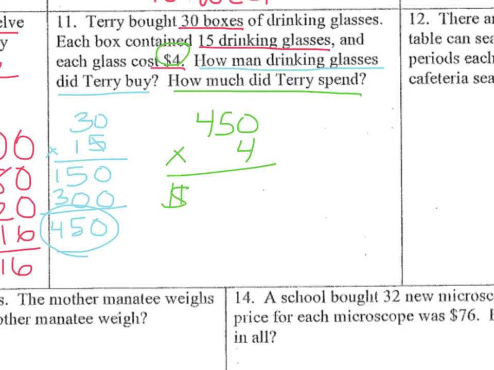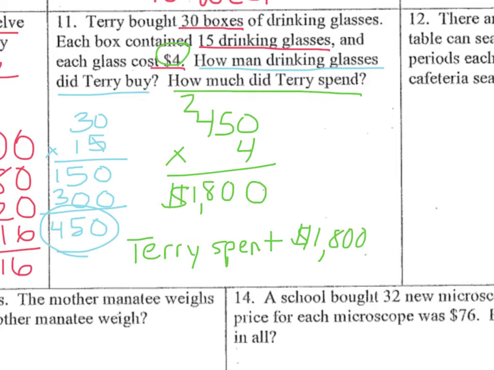Let's just multiply. 4 times 0 is 0. 4 times 5 is 20. Carry your 2. 4 times 4 is 16. Plus 2 is 18. So we come up with 1,800. So Terry spent $1,800.